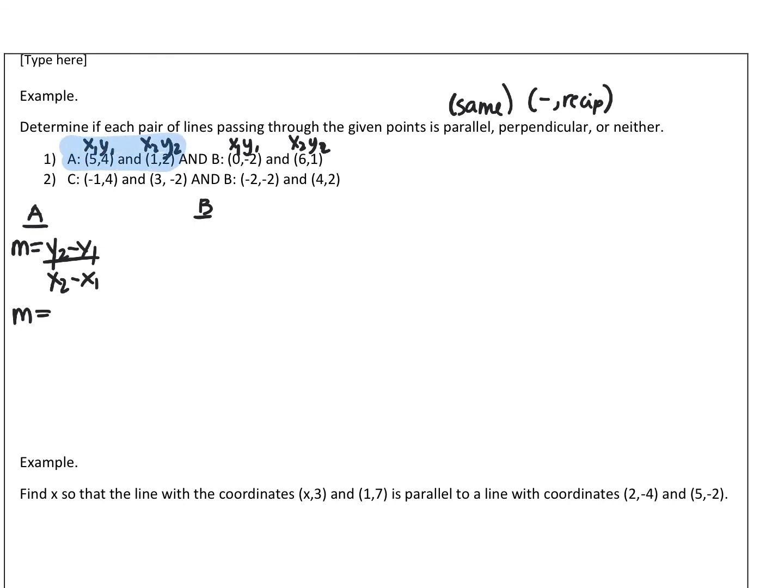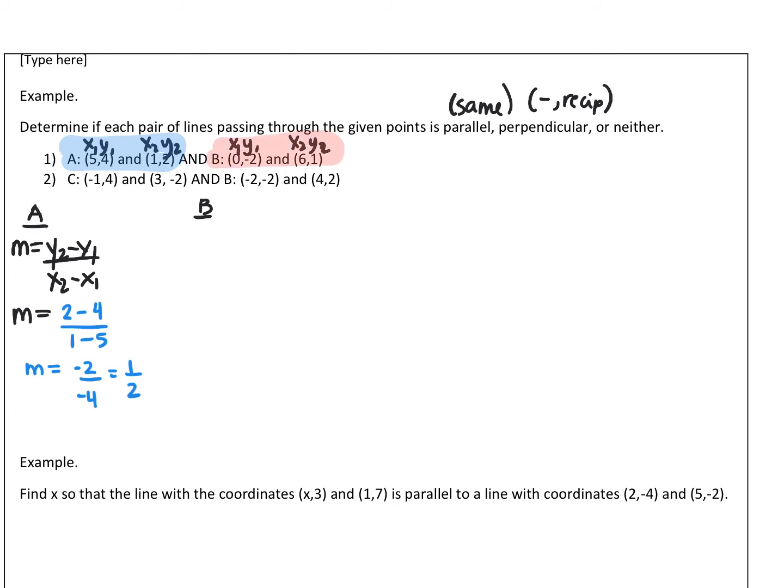So my slope is 2 take away 4 over 1 take away 5. So that gives me -2 over -4, which when I reduce that becomes positive 1/2. Then I'm going to calculate the slope of line 2, or B.